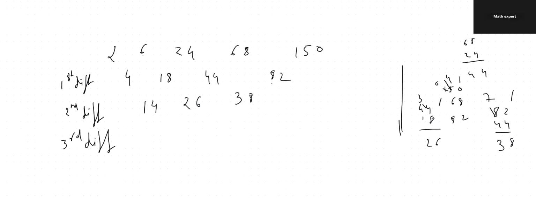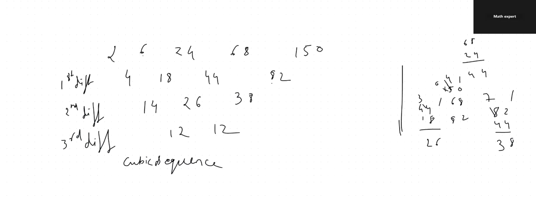Now you will follow the sequence of the second difference and find the difference. Now 26 minus 14. Now 26 minus 14 is how much? 12. And again you will do 38 minus 26. Again that is 12. If you see, your third difference is constant. So basically it's a cubic sequence. If your first difference or second difference or third difference, none of them is constant, then you will have to follow the geometric sequence for the same.